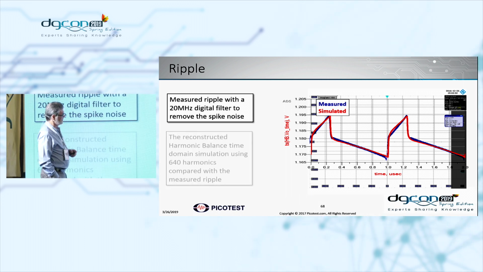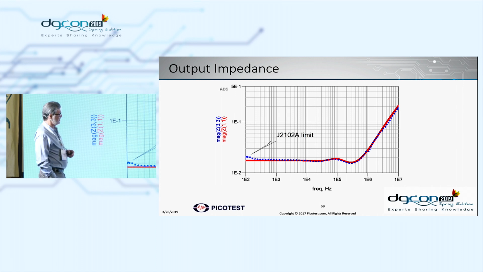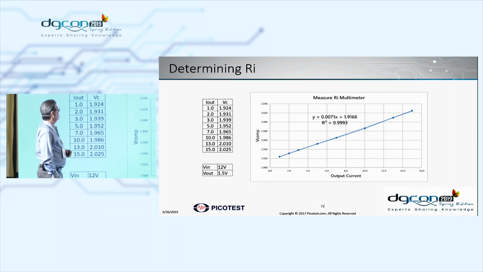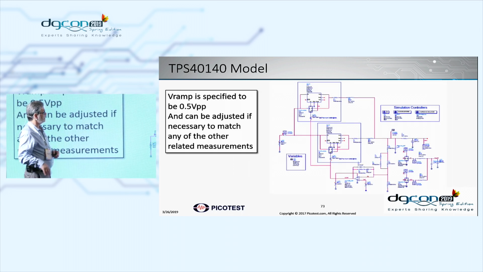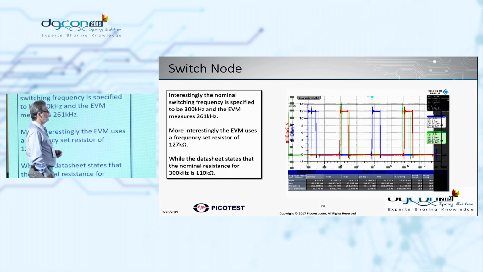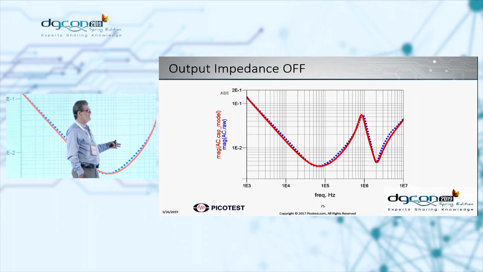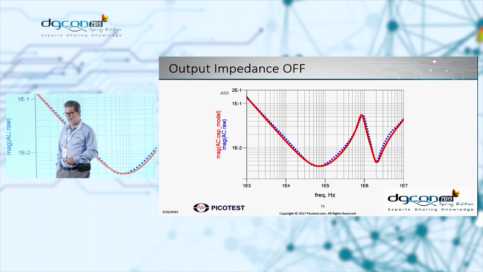Ripple, again, we can do the simulation comparisons, and the ripple fidelity is really good. There's the impedance comparison. There's the PSR comparison. And one of the questions I get a lot is, what about multi-phase? And yes, it can do multi-phase also. This is probably not one of TI's better designs, but that's about as non-flat as you could get.